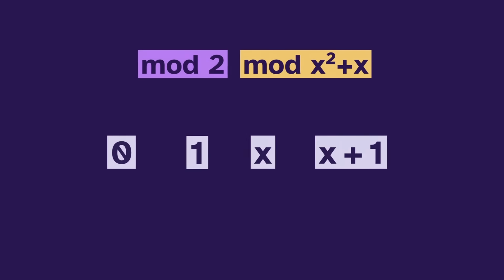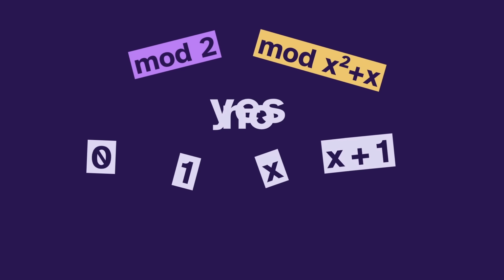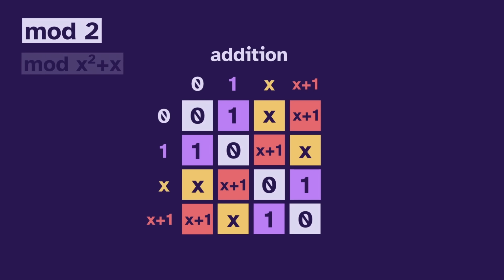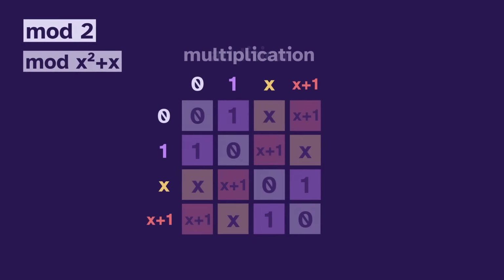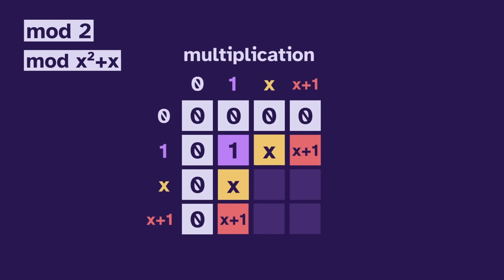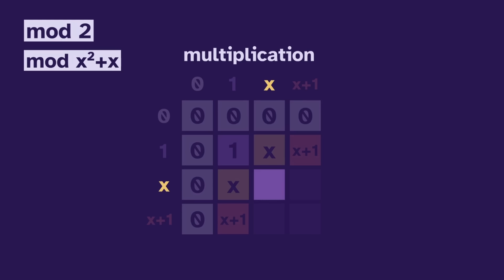So we have the same 4 elements, but do they act the same as the previous ring? No. Yes! Addition is the same. This was determined by mod 2, and that didn't change. But multiplication is different. The 0 and 1 cases are trivial, but what about x times x? That's x². We can add the modulus, then zero out this 2x, and we end up with x. x squares to itself. And the same with x plus 1. It also squares to itself.